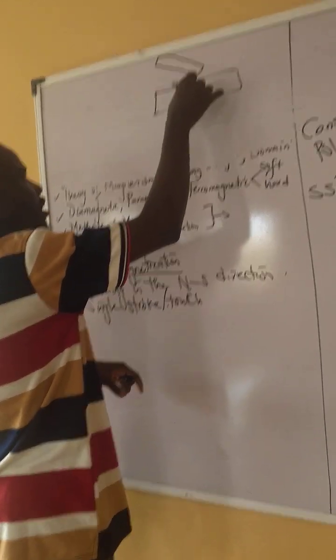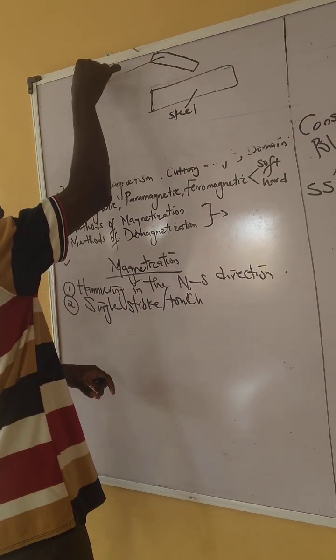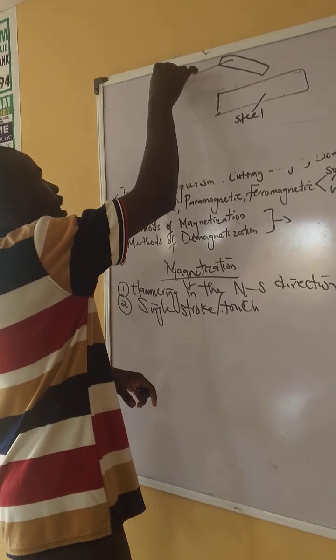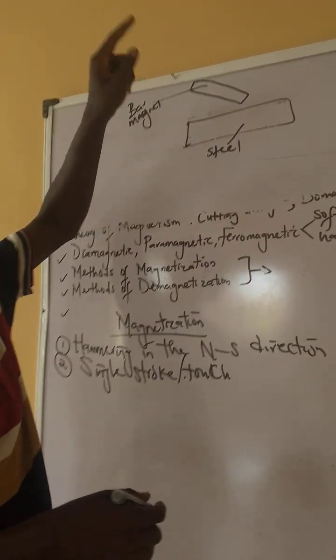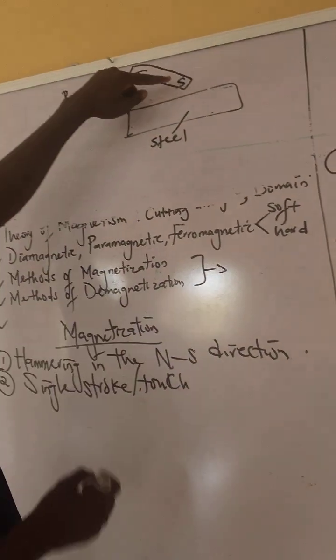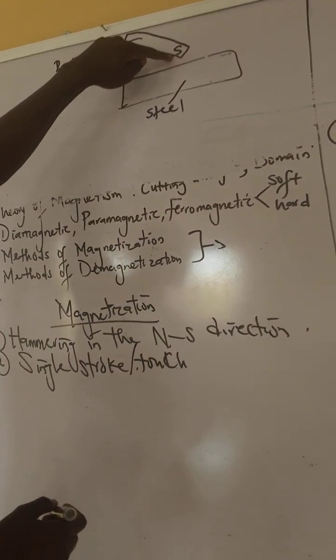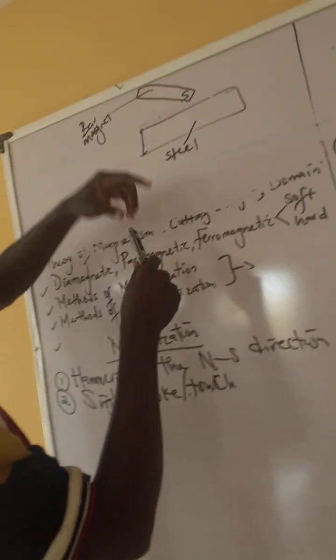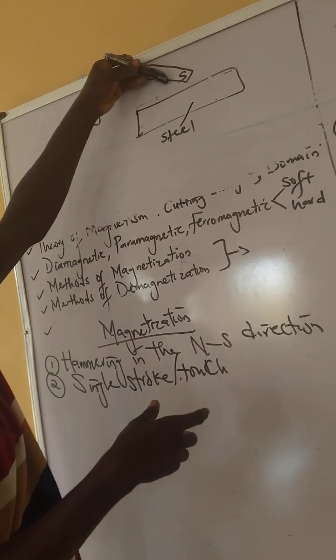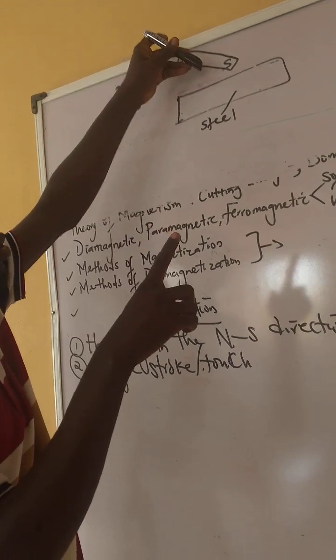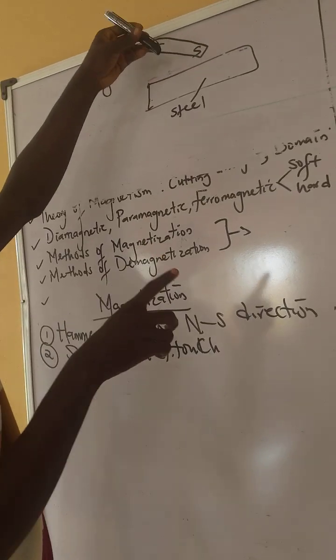So this is steel, and let's say this is a bar magnet. It depends on the direction of the bar magnet. Let's say the bar magnet I'm bringing has the south here. If I want to stroke this, it is a single stroke, because I'm bringing one bar magnet. That's why it is single stroke. If I'm bringing two, it will be double stroke.